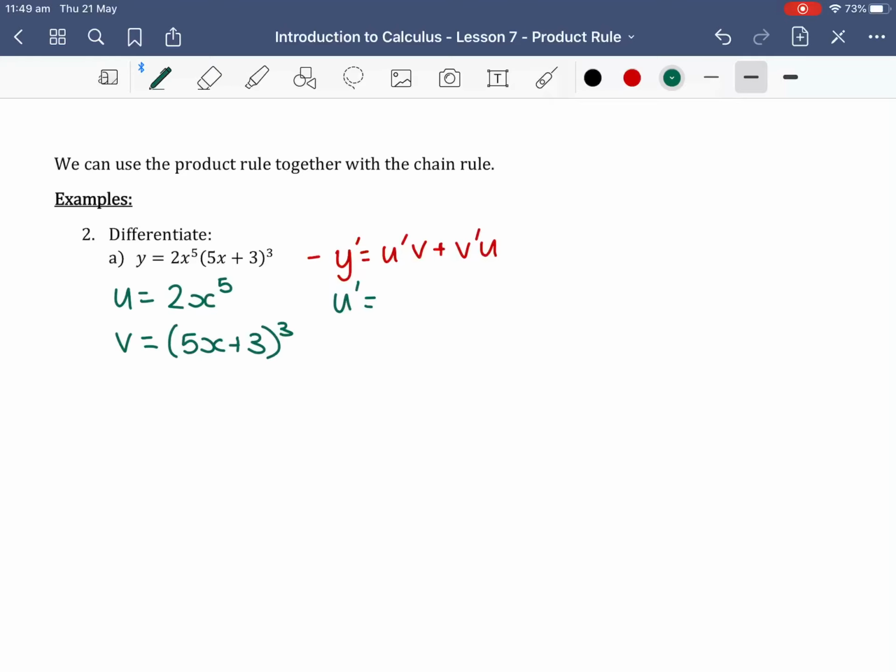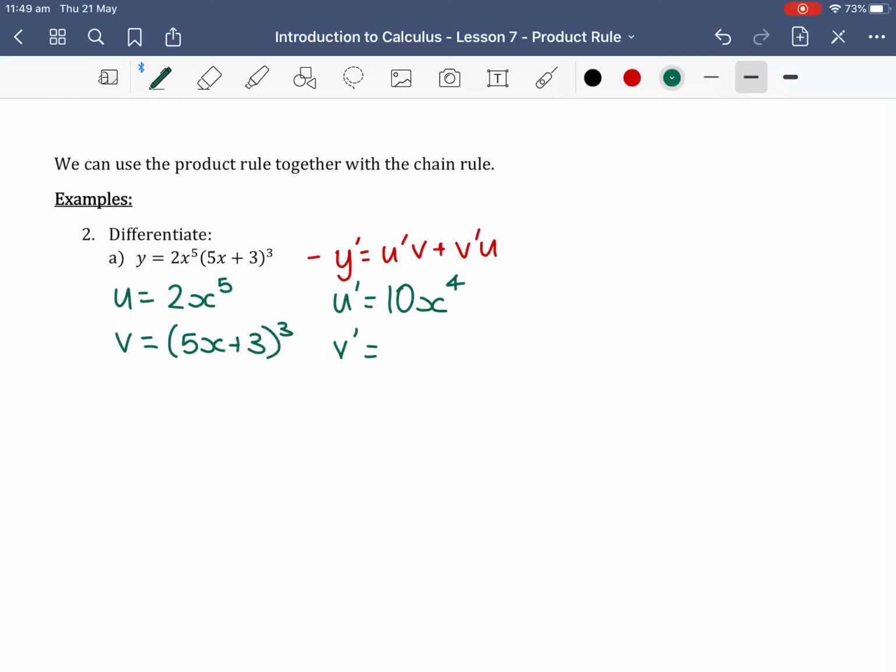Our u dash is our derivative of 2x to the power of 5. So we bring our power of 5 down and multiply it by our coefficient of 2. So 5 times 2 is 10. X to the power of 5 minus 1 is 4. So we drop the power by 1.